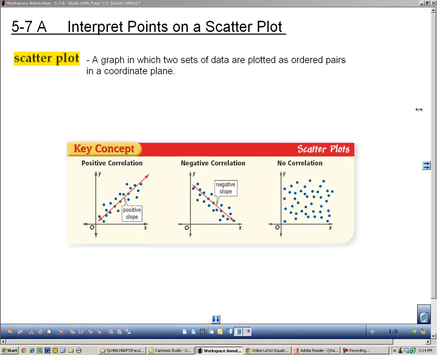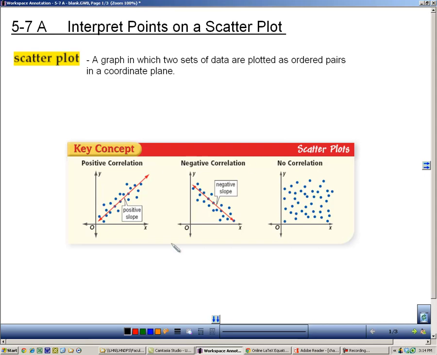Section 5.7a is about interpreting points on a scatter plot. A scatter plot is a graph in which two sets of data are plotted as ordered pairs on a coordinate plane. And once you put those ordered pairs on a plane, you should be able to look at them and tell some information based on the plot that you create.